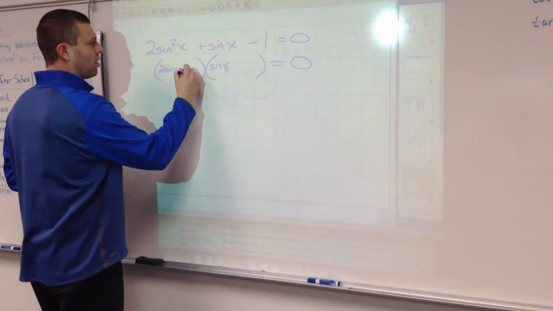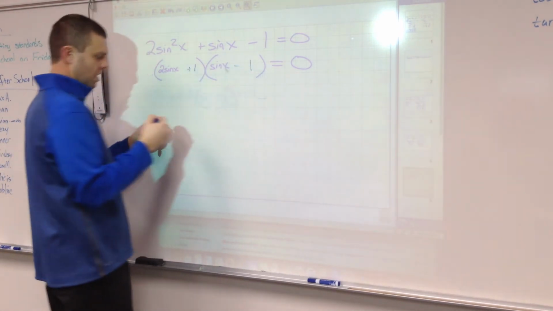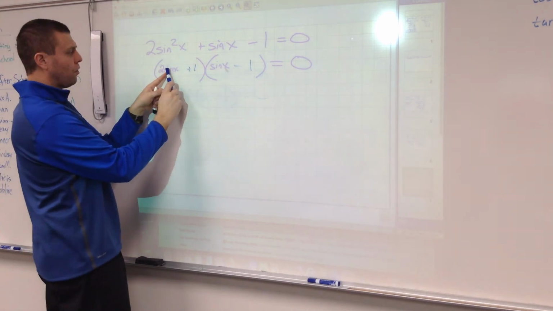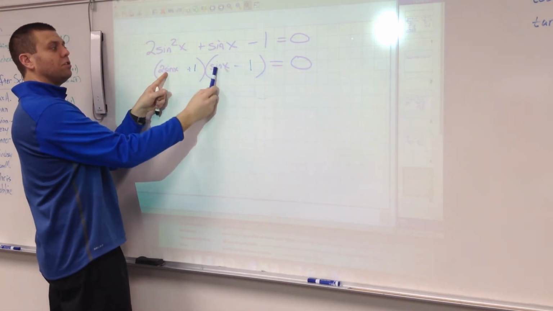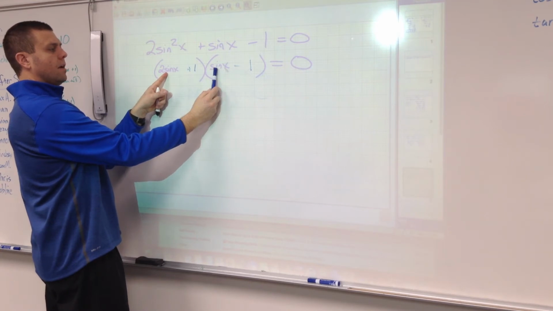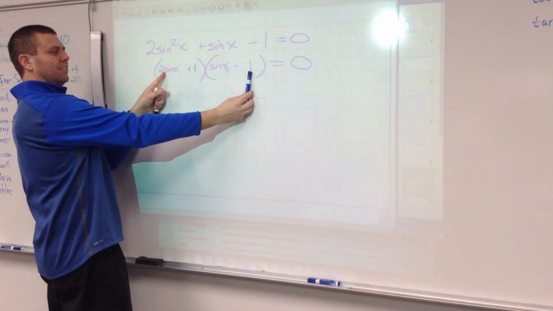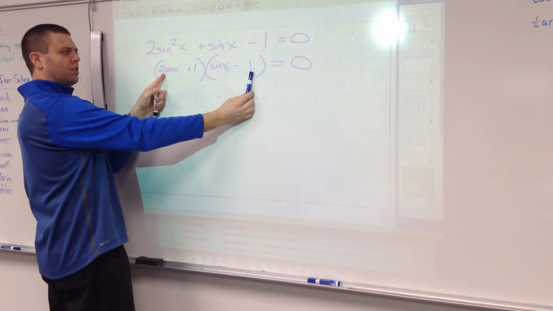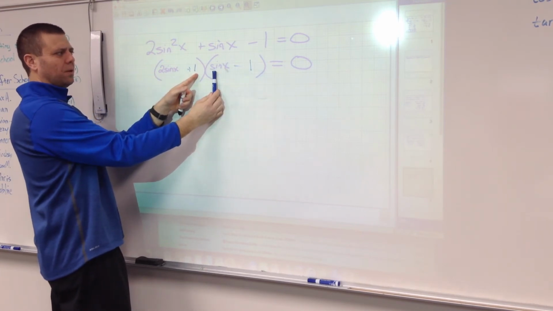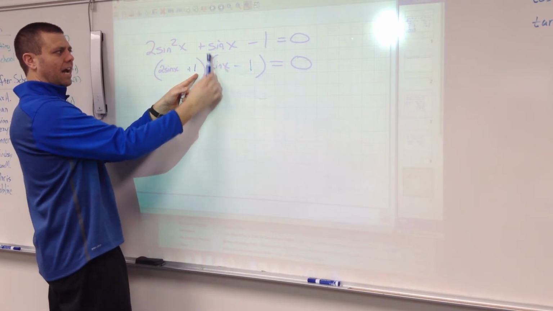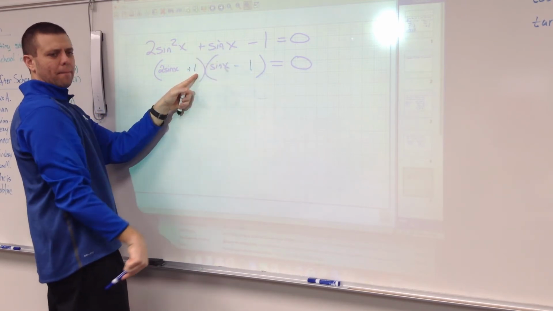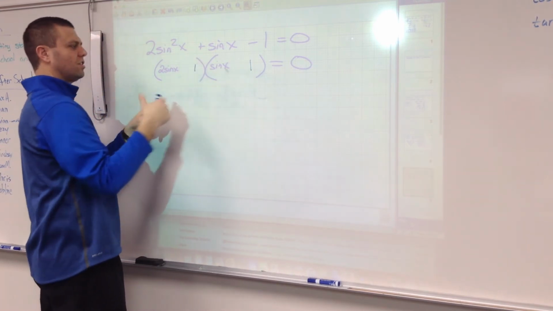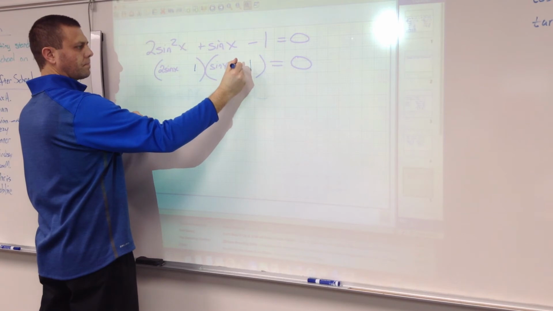I'm going to go ahead and guess wrong, okay? So I'm going to do a quick little mental FOIL. 2 sine times sine gives me my 2 sine squared, right? Then I have -2 sine x plus 1 sine x. What does -2 sine x plus 1 sine x equal? Negative sine x. I don't want negative sine x. I want positive sine x. So all I got to do is change the signs.